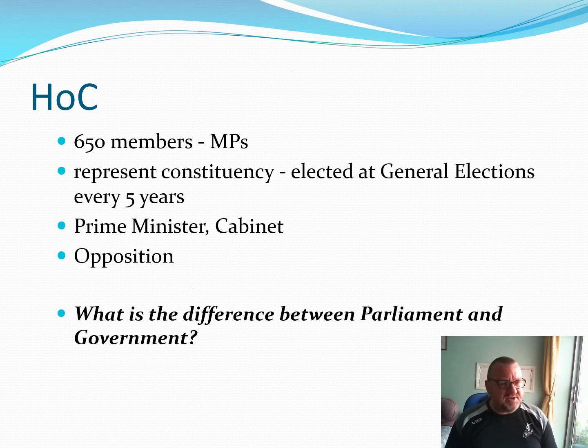Whoever has the most MPs, in other words a majority, the leader of that party becomes the Prime Minister, they form a cabinet, and then the losing parties form the opposition.